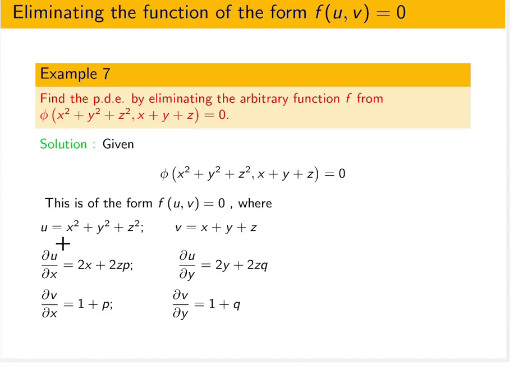Therefore, we find them here itself. Differentiating the function u with respect to x, we get dou u by dou x is equal to 2x plus 2z into p. Similarly, differentiating u with respect to y, we get dou u by dou y is equal to 2y plus 2z q. Again, differentiating v with respect to x and y, dou v by dou x is equal to 1 plus p, and dou v by dou y is equal to 1 plus q.